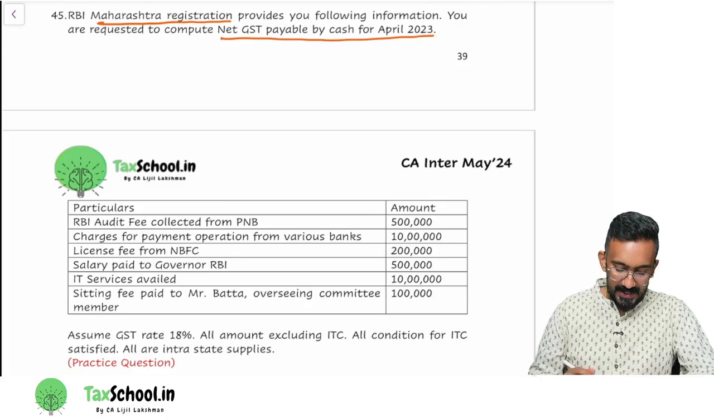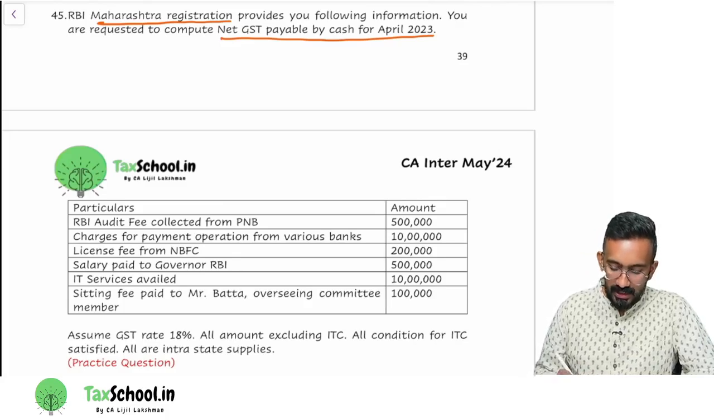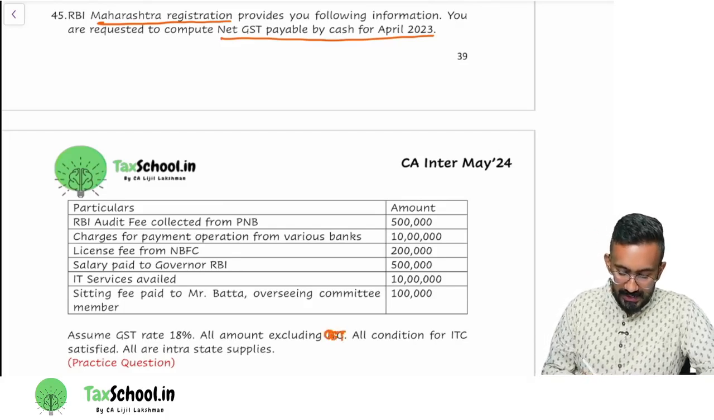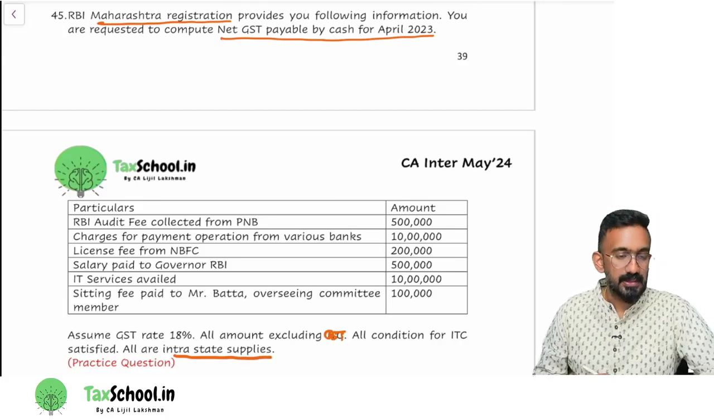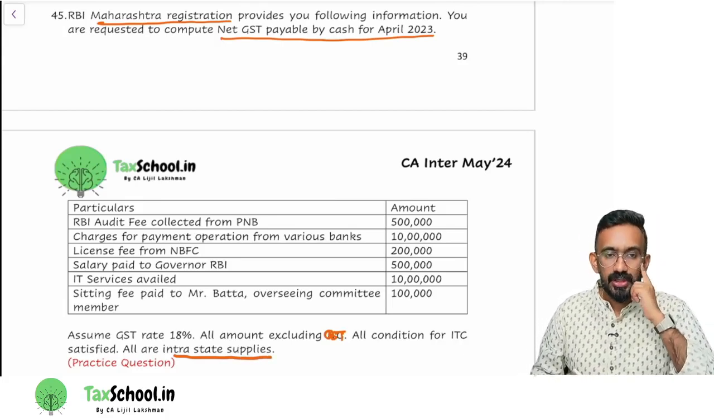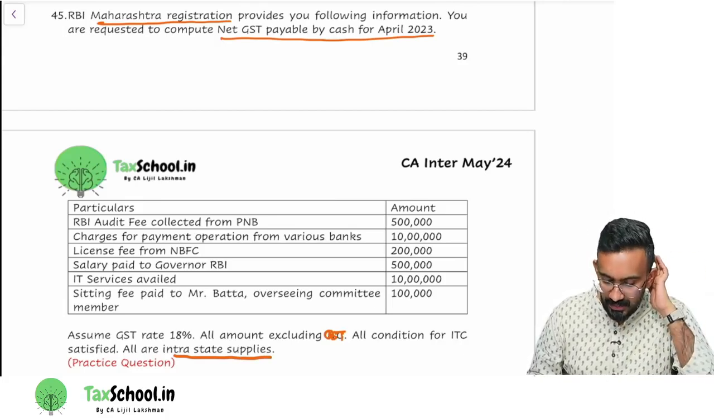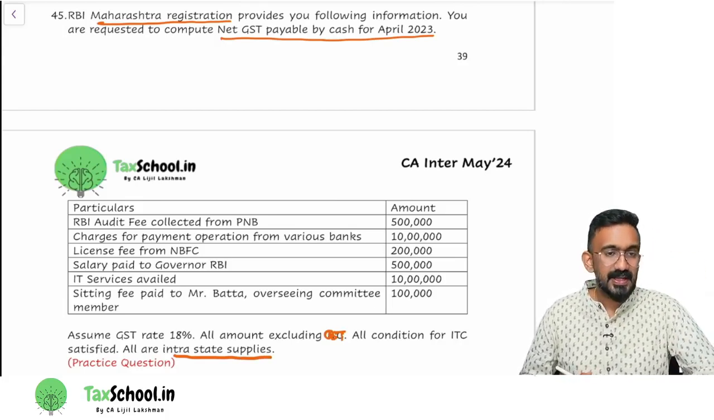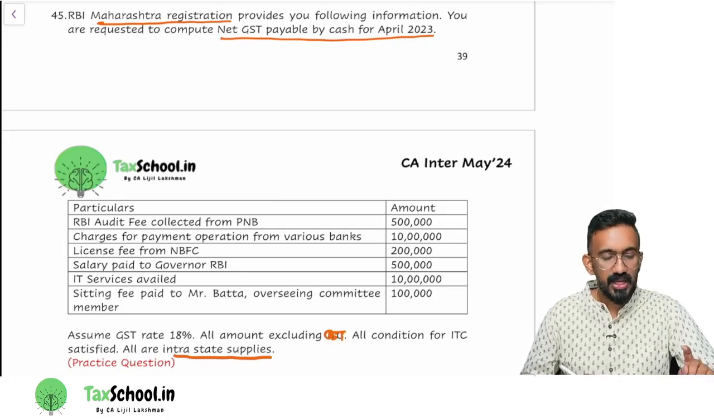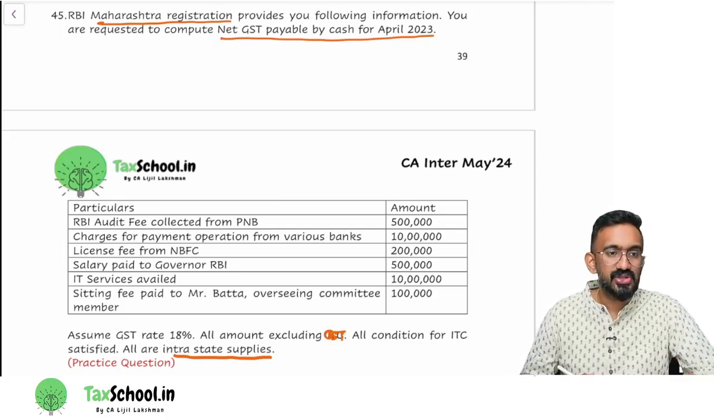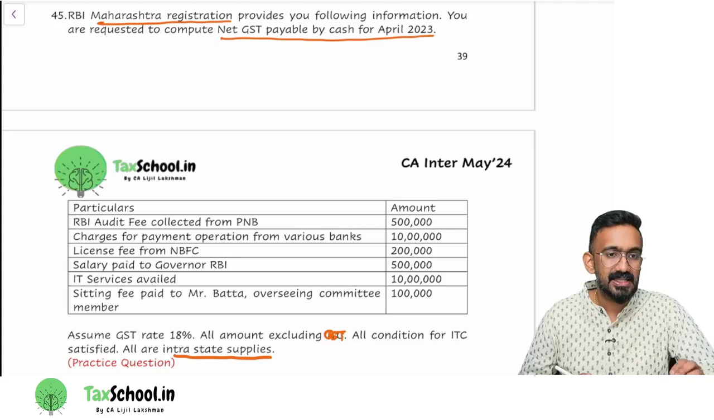Assume GST rate is 18%. All the amounts are excluding GST, not ITC, excluding GST. All conditions for ITC are satisfied. All are intra-state supply, so we don't need to bother about CGST, SGST, IGST. Always CGST, SGST is what we will take. So this is a net GST computation question. We have already looked into, in one of our previous sessions, how to compute taxable value of supply. This is another category of question wherein they'll test you on net GST computation.